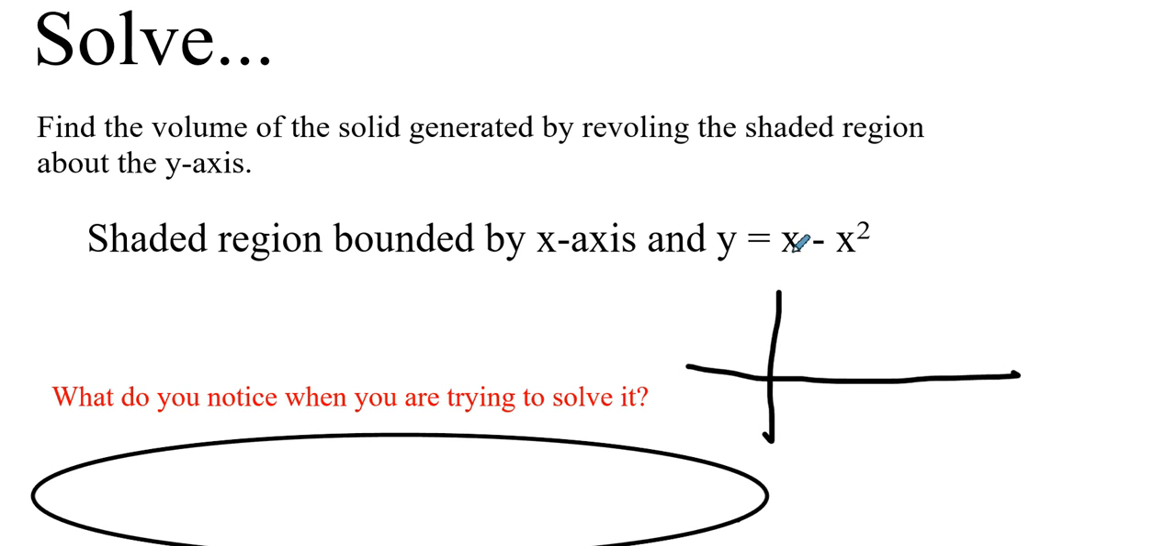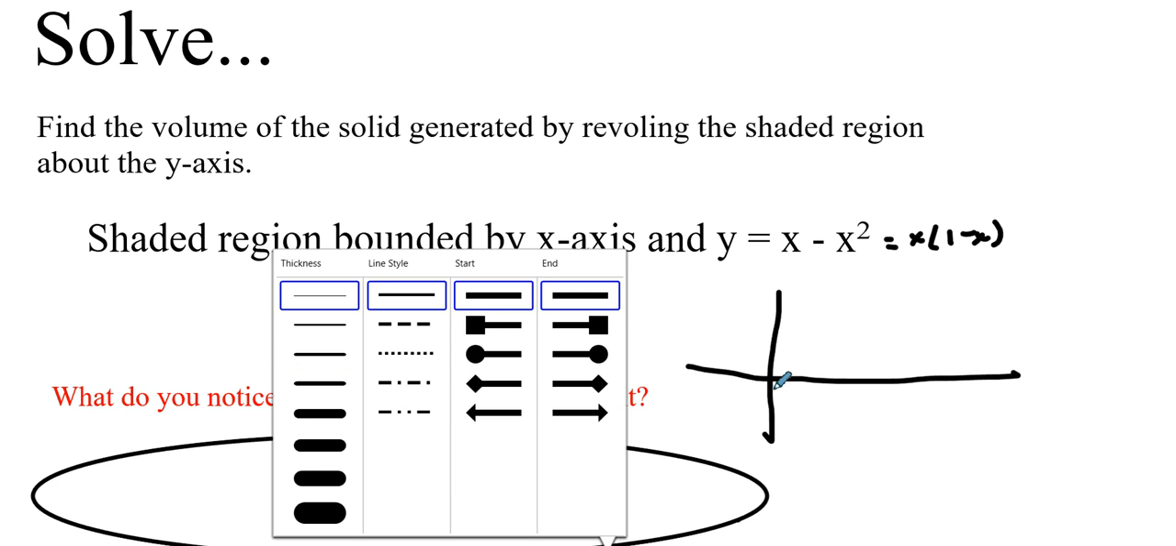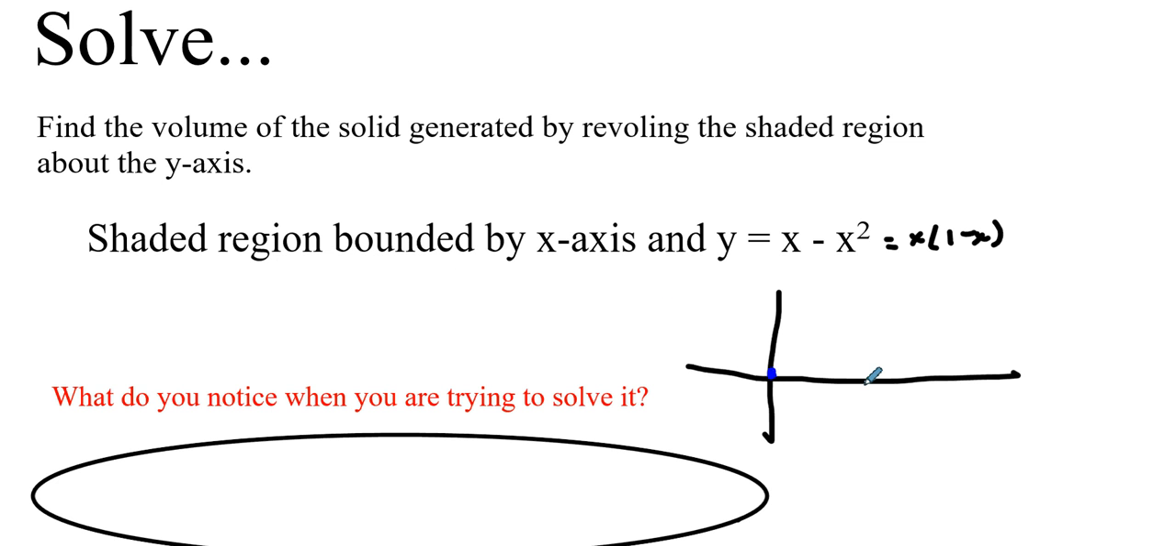So if you graph this, I'm going to factor that out a little bit. I have x, and then I'll have 1 minus x. And I have this function, which we see is going to start here at 0 and go to 1, and it's a parabola, and it's going to be bounded by the x-axis. And what we're going to do is revolve this solid around the y-axis.